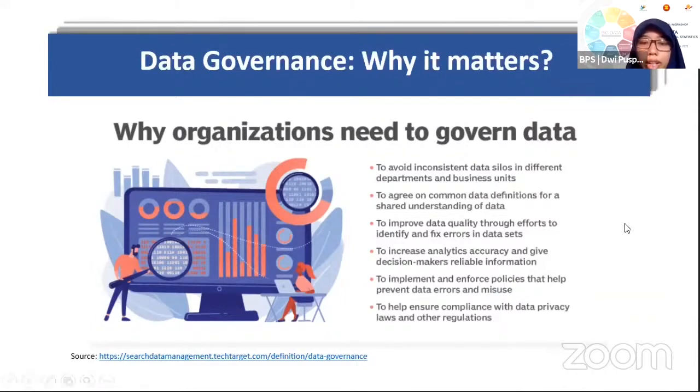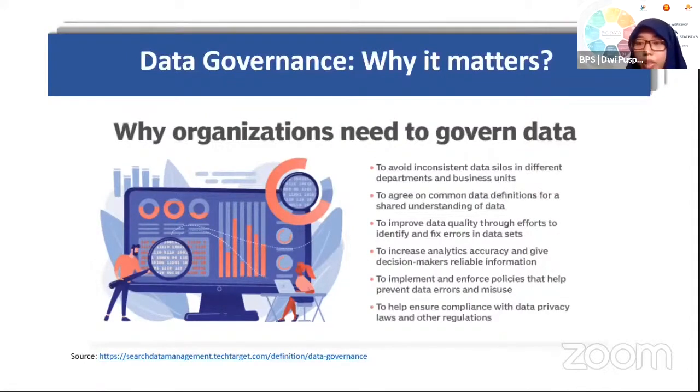And next, we need to increase analytics accuracy and give decision makers reliable information. This point is related to the one that Mbak Diar has explained, that later on we hope that big data can be used for small area estimation, which can increase analytics accuracy down to the smallest level of region. And then we also need data governance to implement and enforce policies that help prevent data errors and misuse. This is related to the last point, which is to help ensure compliance with data privacy laws and other regulations. As we know, with the emergence of big data, with the amount of data that keeps on increasing, another issue that arises regarding data is the ethical use of data.